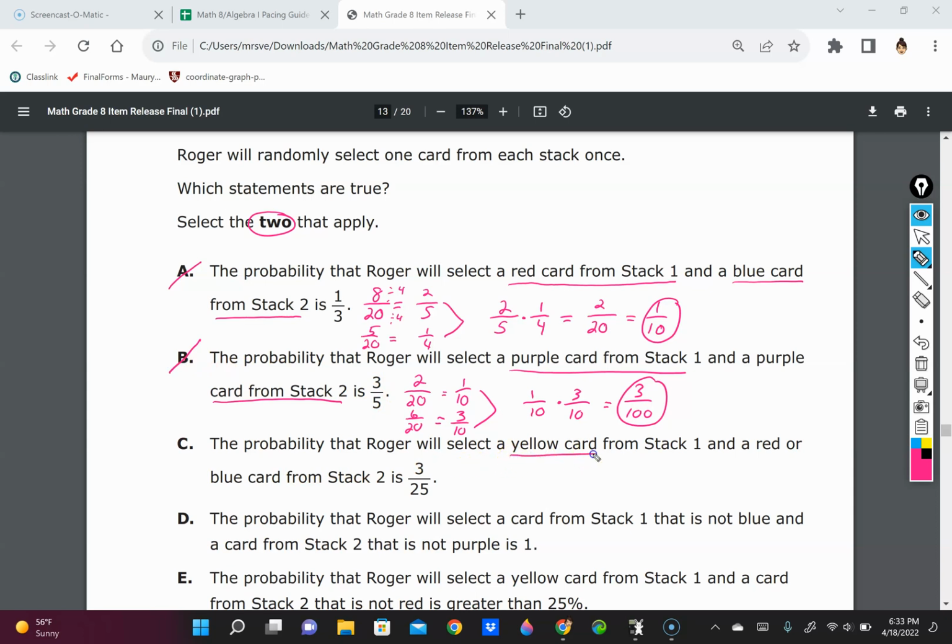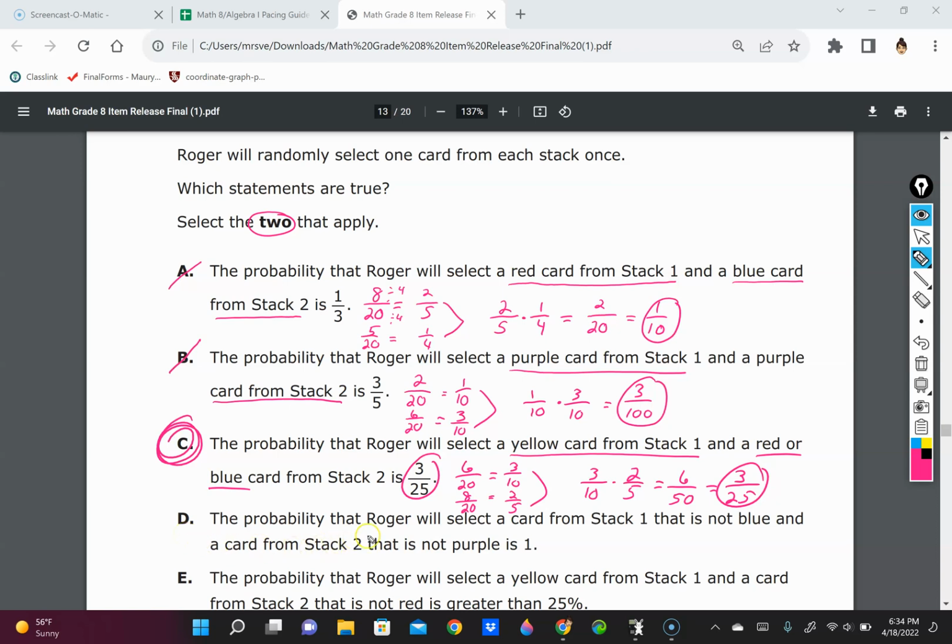C, we're selecting a yellow card from stack 1, which is going to be 6 out of 20. 6 out of 20, remember, reduces down to 3/10. A red or blue card, so we need to add up the red and blue, so that gives me 8 out of 20. 8 out of 20, remember, reduces down to 2/5. Multiply these together, 3/10 times 2/5, multiply straight across, 6/50, reduce the fraction, 3/25. Ooh, 3/25. All right, we got 1.